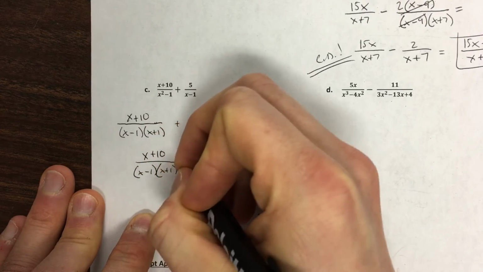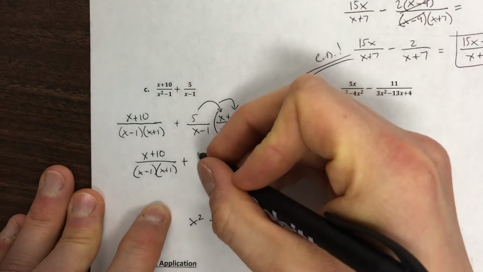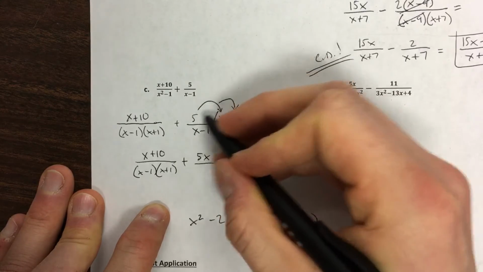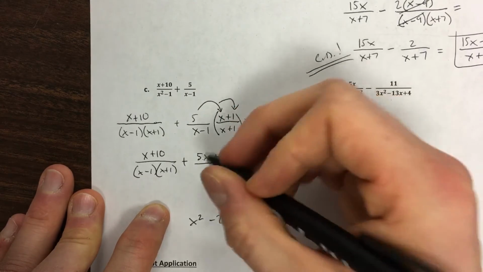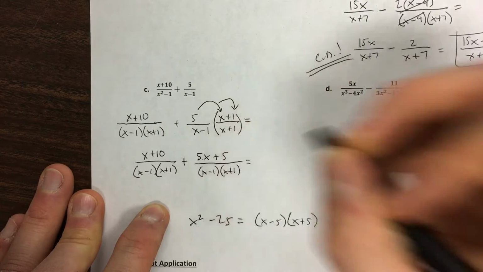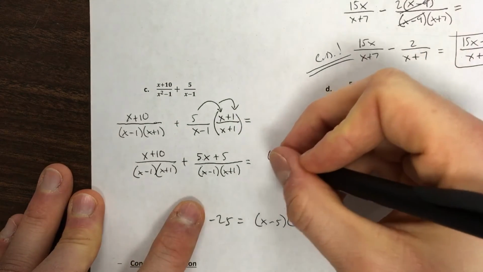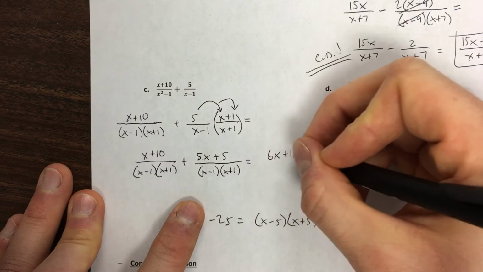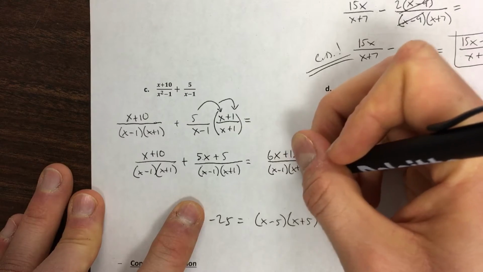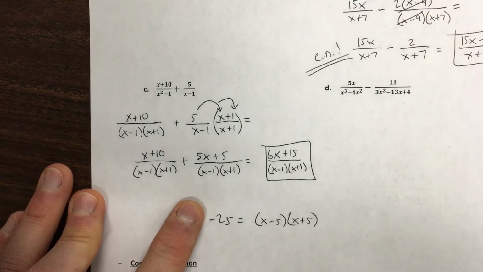And we can't forget the distributive property. If we distribute 5 to x and 1, we get 5x plus 5. 5 times x is 5x. 5 times 1 is 5. And then we can combine our like terms, like that.